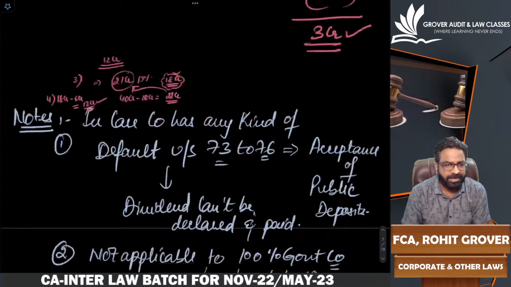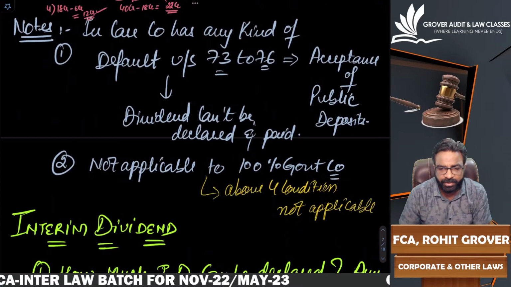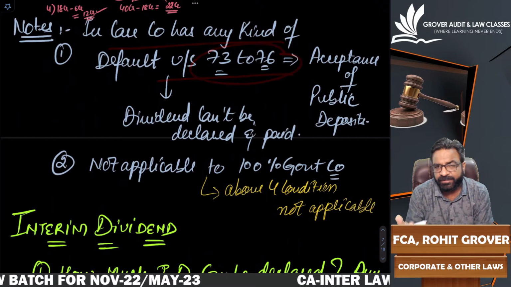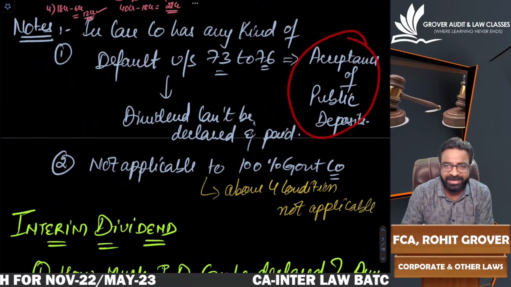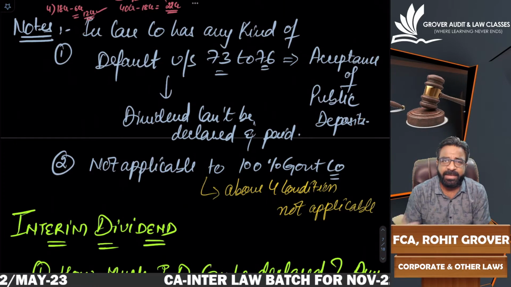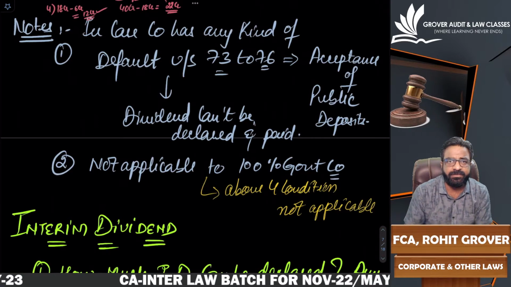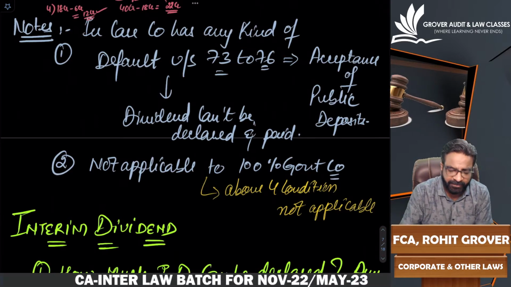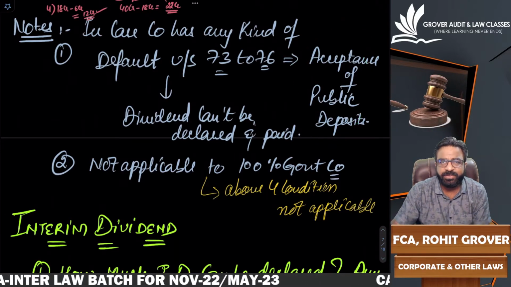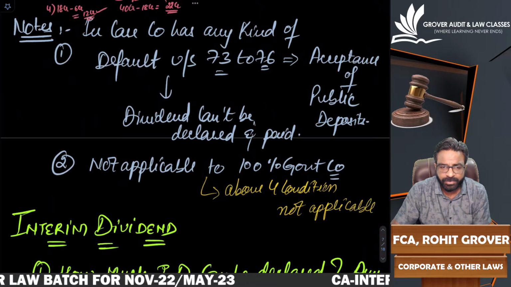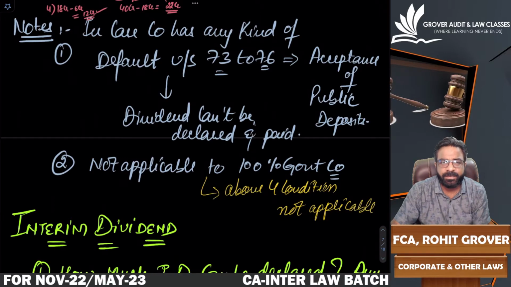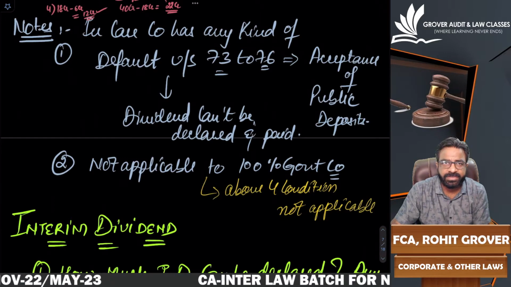Now, next thing you have to understand: in case the company has defaulted in the payment of dividend, or sorry, in the acceptance of deposits. Is it ethical for the company, if they are already in default with the repayment of deposits, to pay the dividend? Should the company law allow it or not? Should not be allowed. So when there is a default in the payment of deposits, dividend is not at all allowed. Is it clear?